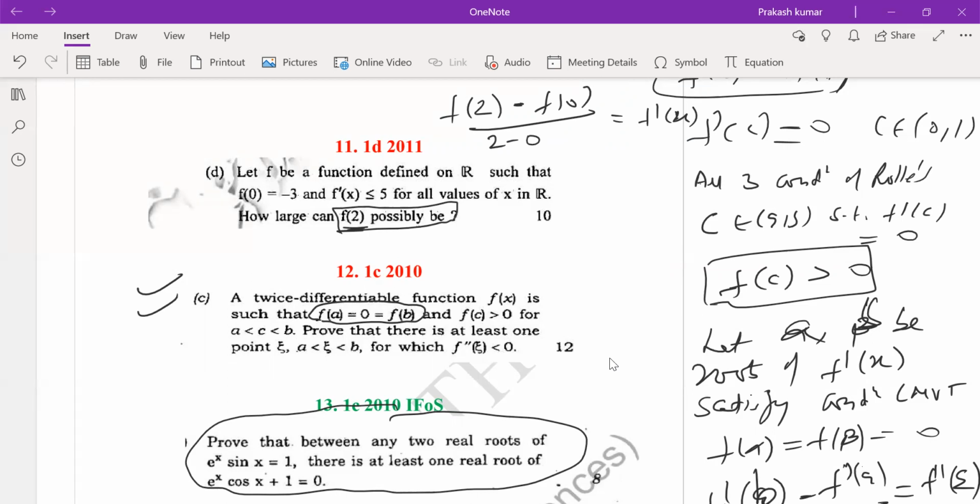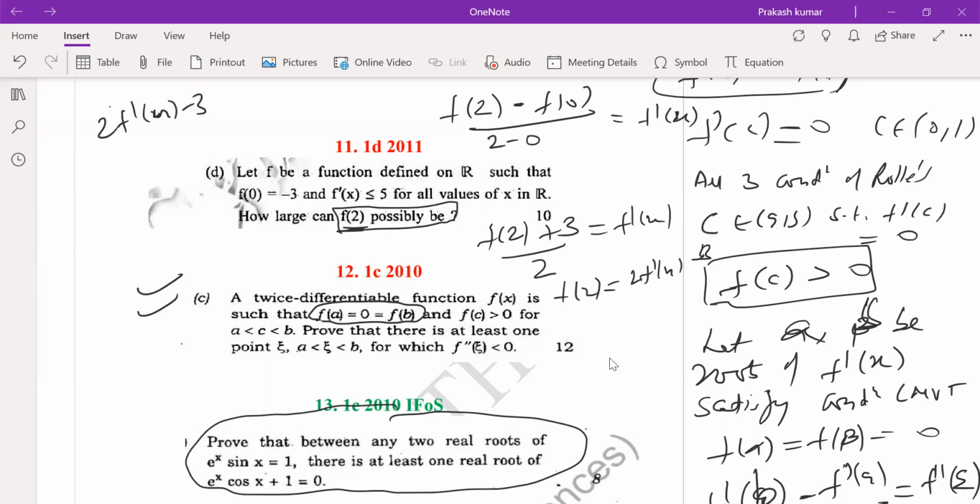Now what is f2? I don't know, but I know that (f2 plus 3), because f0 is minus 3, so minus minus plus, upon 2 is equal to f dash x. So f2 is equal to 2 f dash x minus 3, right? And we know that f dash x is less than or equal to 5, given here. So this whole value will be less than or equal to 2 into 5 minus 3, that is less than or equal to 7.